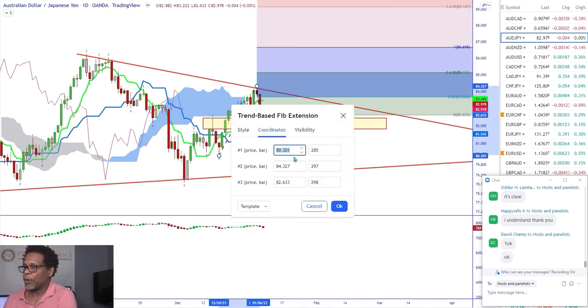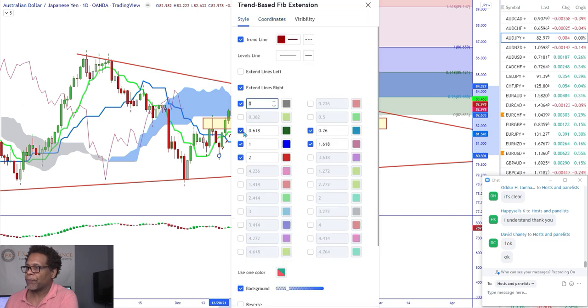So your coordinates should be exactly what mine are saying. Actually, no, sorry. Here you go. You should have these levels on this trend-based fib extension tool. You should have 0, extend lines right. You should have the 0 level. Then you should put in 0.618. You can put these in yourself. Then you should put in 1, and then 2, and then 0.26, and then 1.618.